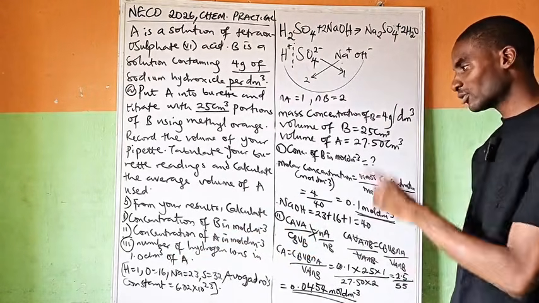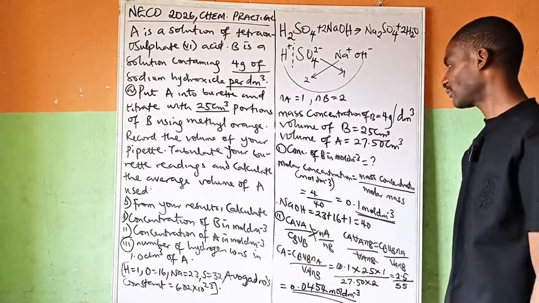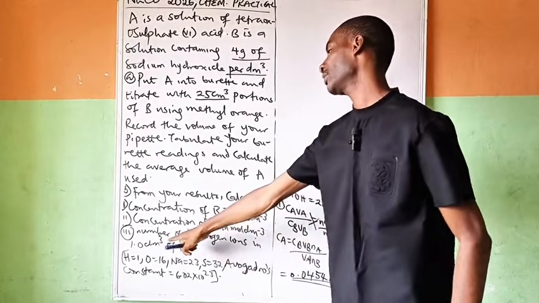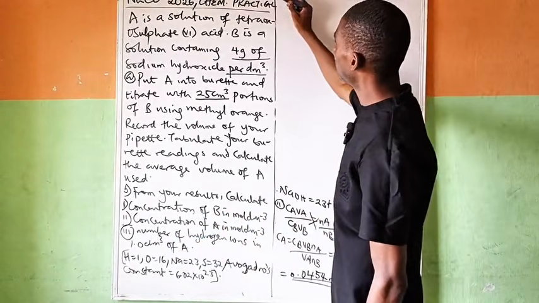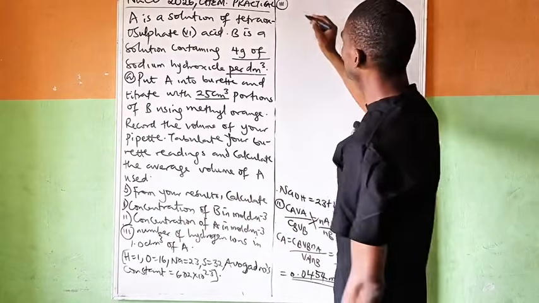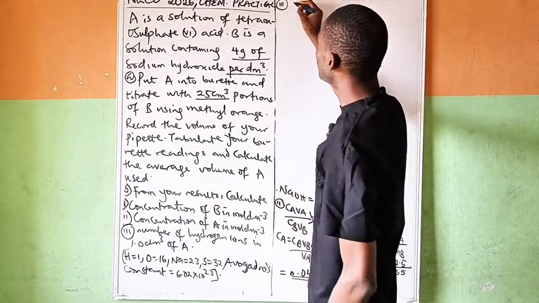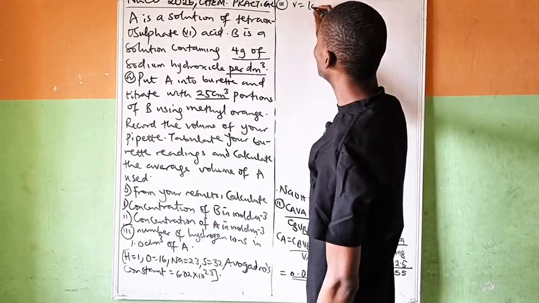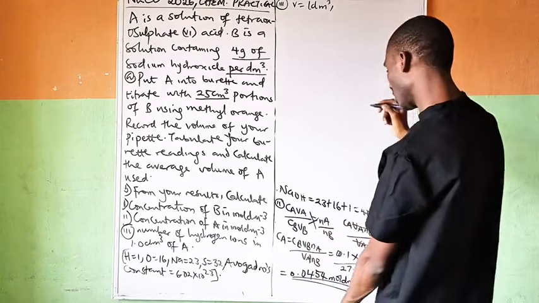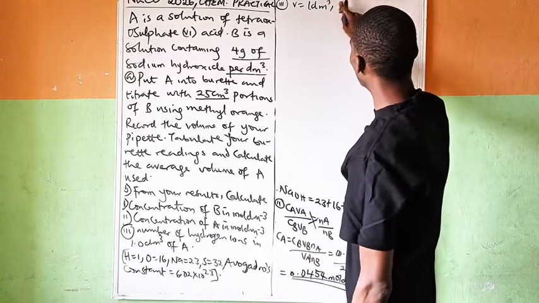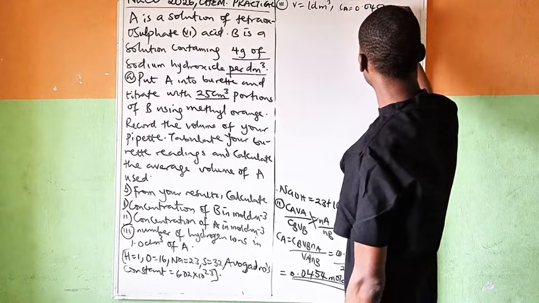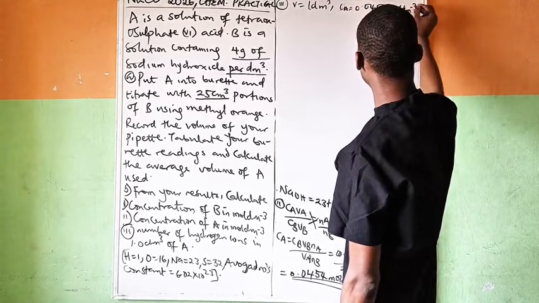Let's quickly solve that as well. The third question says number of hydrogen ions in 1.0 dm³ of A. So for number 3, we were given 1 dm³ of A. So the volume of the acid is 1 dm³. You remember the molar concentration of our acid: our CA is 0.045 mole per dm³.